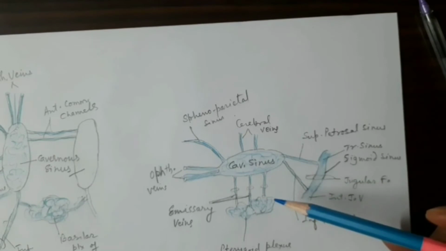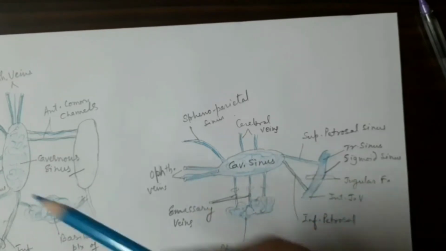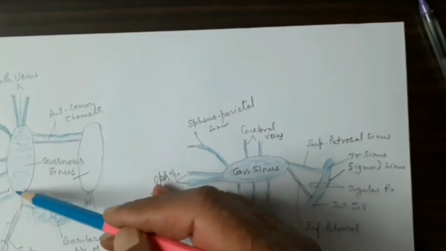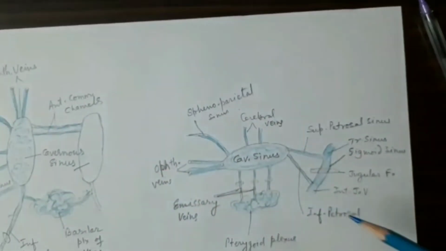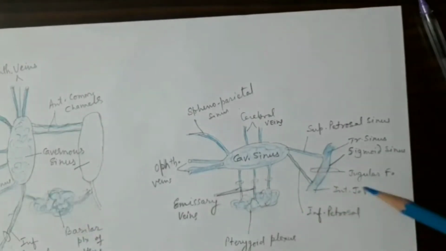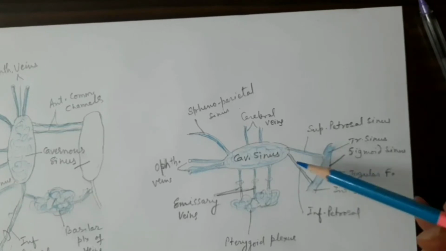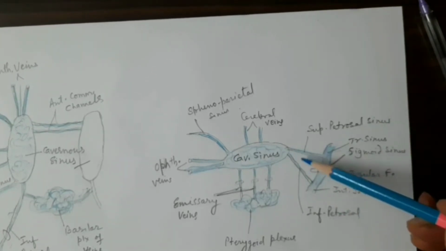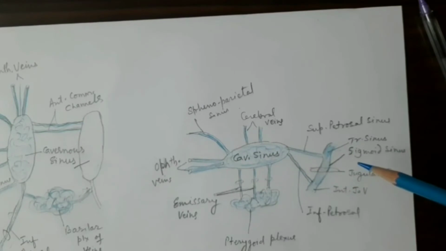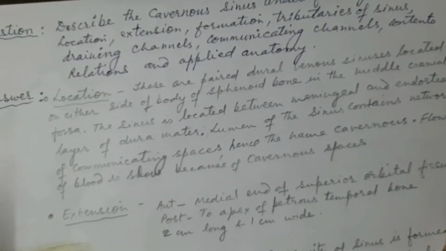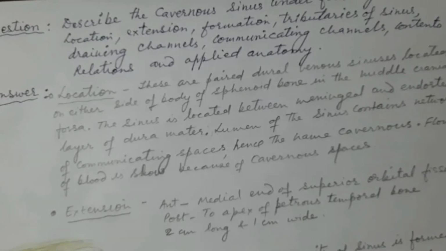Now let us see how the blood will go out. It will percolate through the cavernous spaces and then come towards the posterior end of the cavernous sinus, and from the posterior end it will go out through two sinuses. These are called the superior petrosal and the inferior petrosal, and they are located on the petrous temporal bone, in close relation to it. That's why they are called superior and inferior.